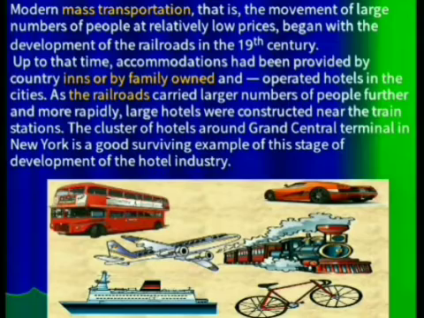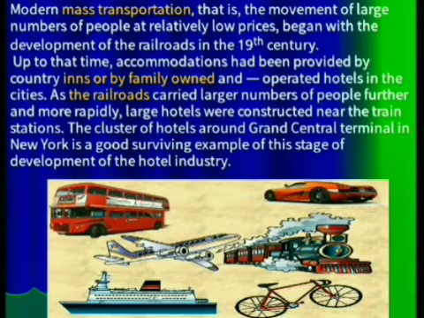And up to that time, accommodation had been provided by country inns and by family-owned, family-operated hotels in the cities, and all the railway stations or airways always served the sake of tourism. And so tour packages sometimes include transportation services, and according to the type of transportation, the prices may be high, the prices may be low.